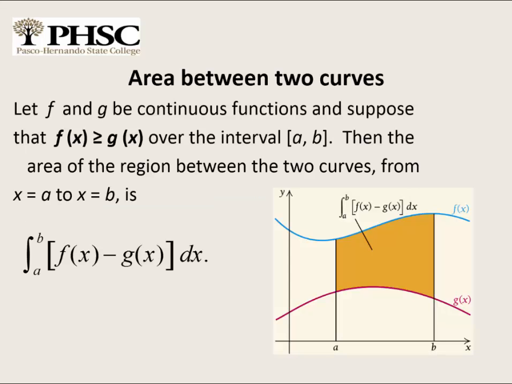So the next slide here that we have, so let's say f and g are continuous functions, and suppose that f of x is greater than or equal to g of x over the interval a, b. Then the area of the region between the two curves from x equals a to x equals b is given by the integral from a to b of f of x minus g of x dx. So the integral of the difference of the two functions will give us the area between those two functions between a and b.